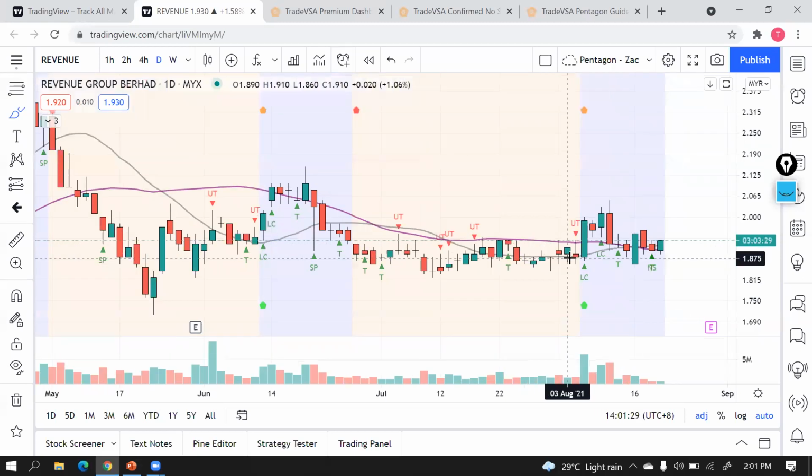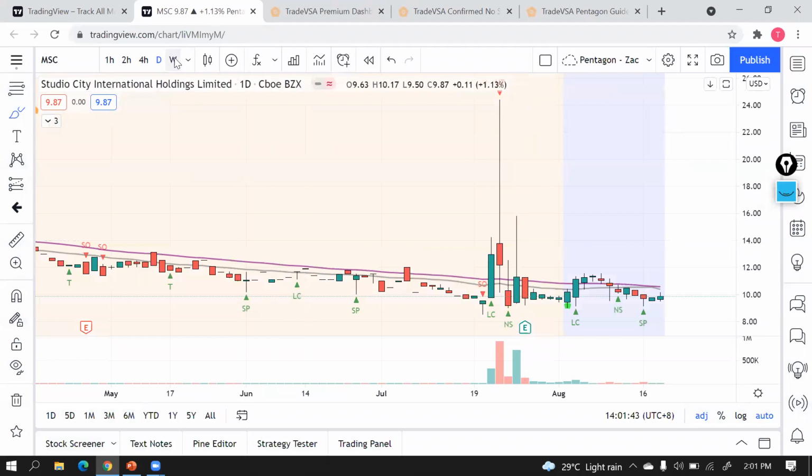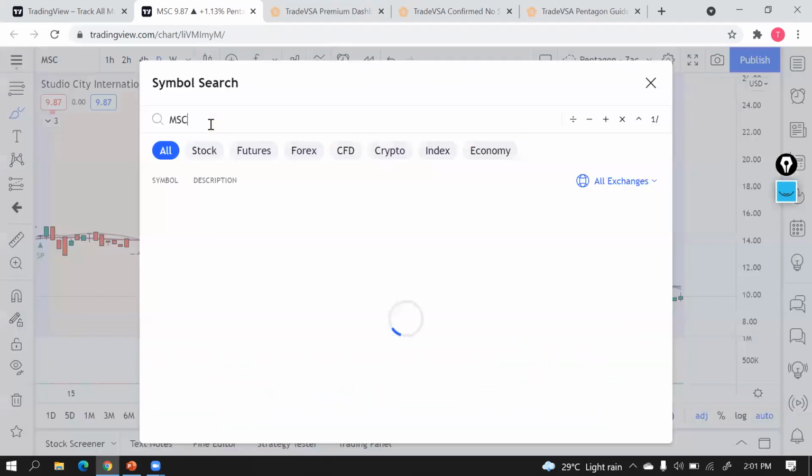Okay, not bad. Actually, like I said, revenue got the alpha bar already. Just need some time to do a little bit of push. Okay, what is the stock got NS? MSC, if I can recall correctly. Just now I checked there's one. Okay, sorry, MSC Malaysia.